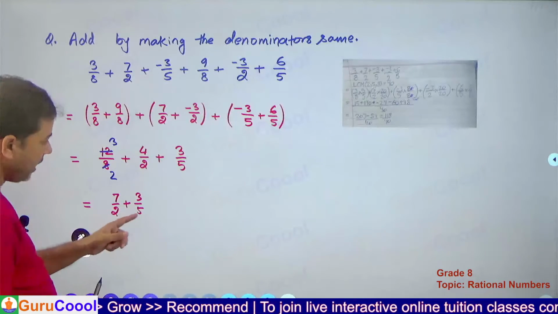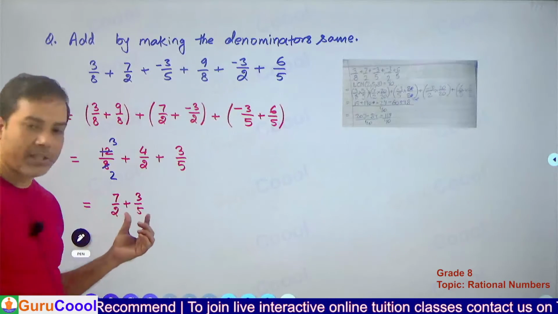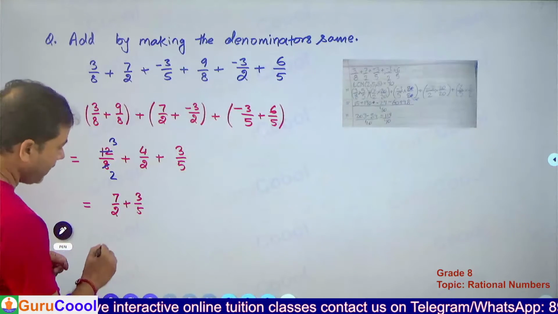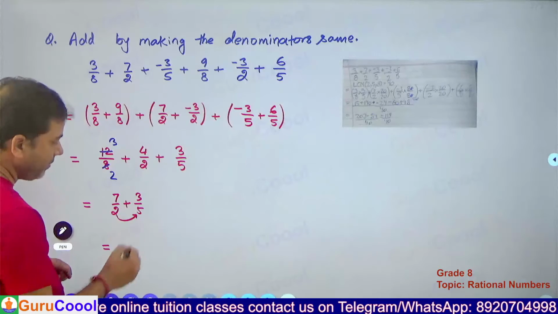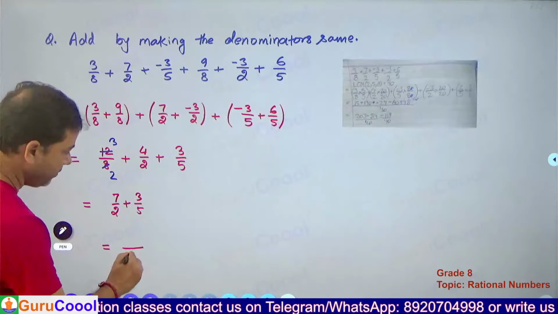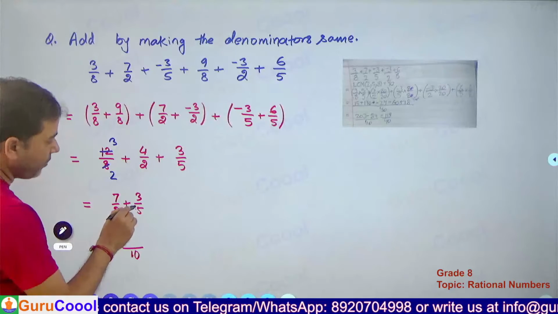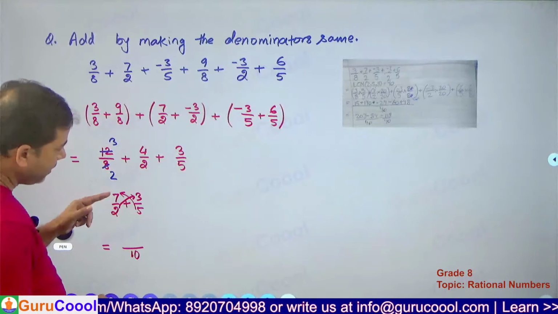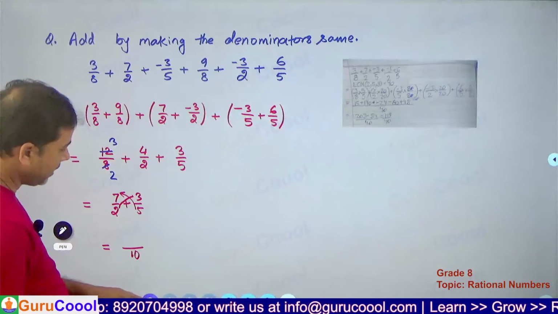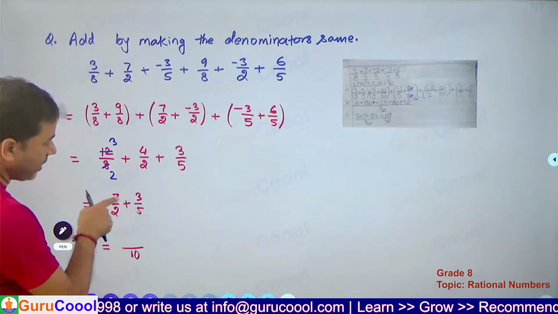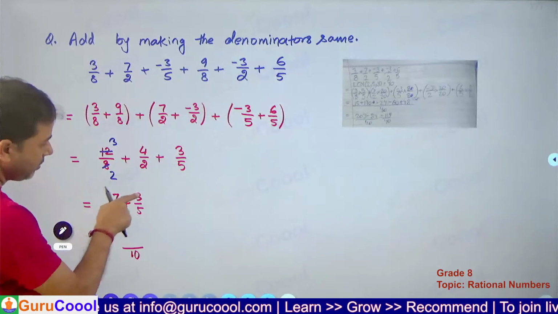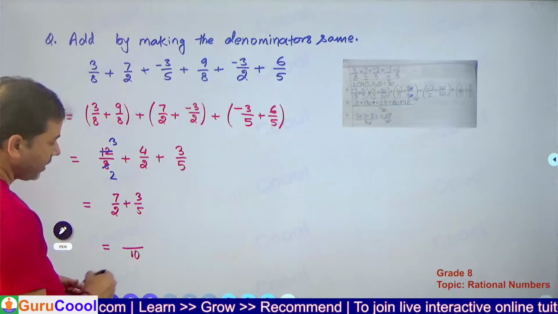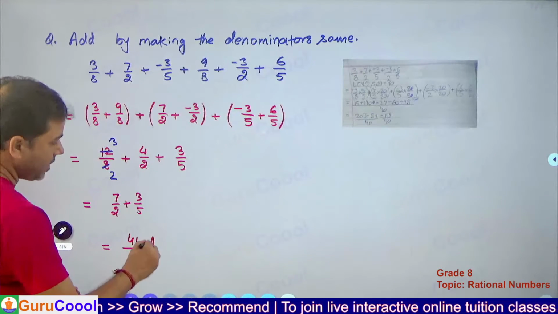Now they have different denominators, so you can either take LCM or directly multiply. I taught the shortcut for it, and that is 2 times 5 in the denominator, that is 10, and cross multiply 5 times 7, 2 times 3, and then add them together. So what is 5 times 7? 35. 2 3s are 6. 35 plus 6, what's that? 41. So 41 by 10 is the answer.